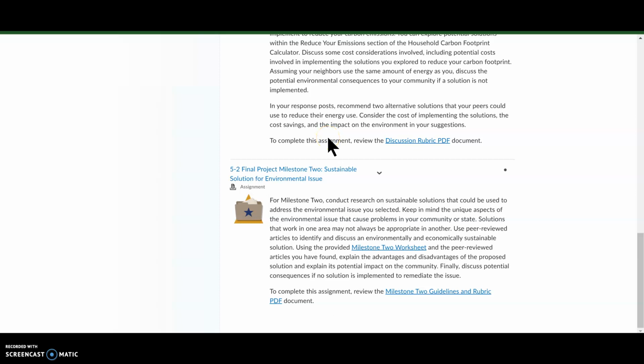Hey everyone, welcome to your next milestone project in Module 5. This is your Milestone 2 project where you are discussing sustainable solutions to your environmental issues.